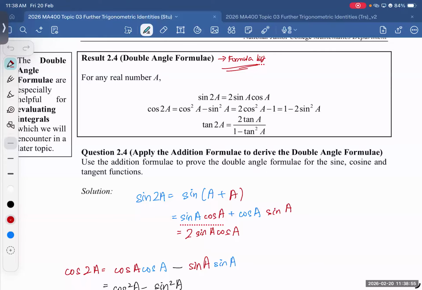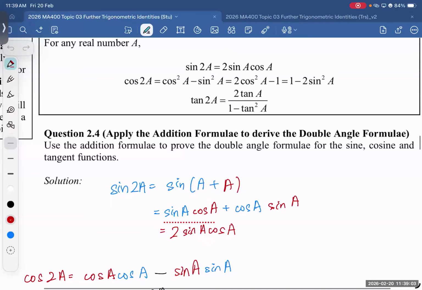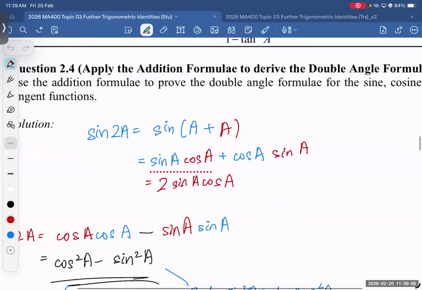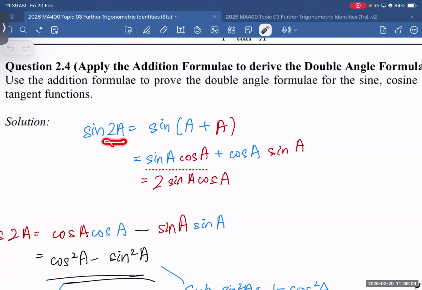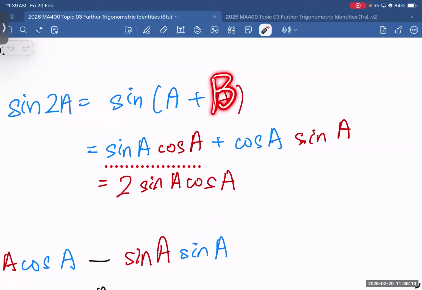Just to recap, in topic 3, this is what we covered the last time. How do we get to the double angle? The double angle is very simple, you just need to apply. Sine 2A, if you apply the addition angle formula, I can see as sine of A plus A, so sine A cos B plus cos A sine B. If I change the B to A, you can see that it becomes 2 sine A cosine A.